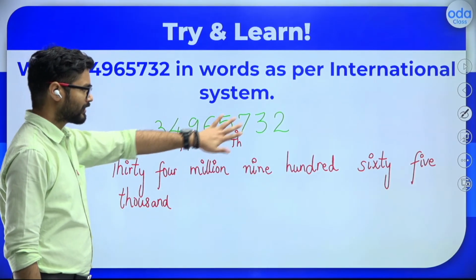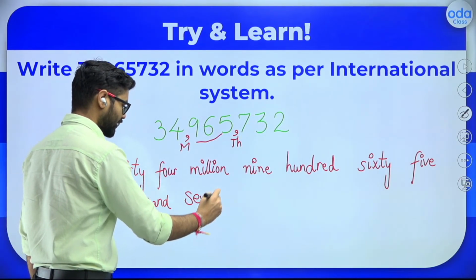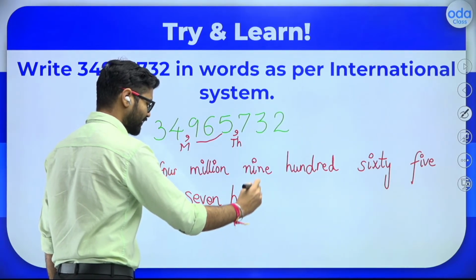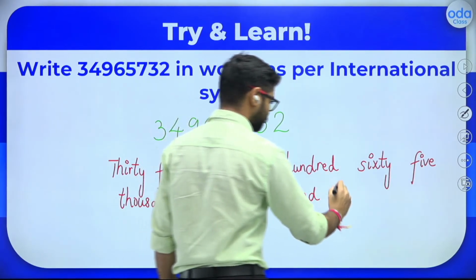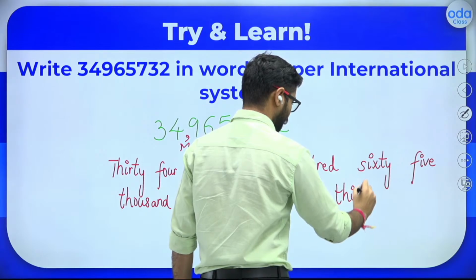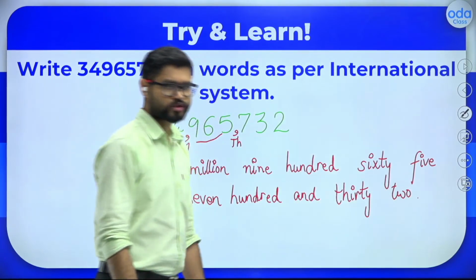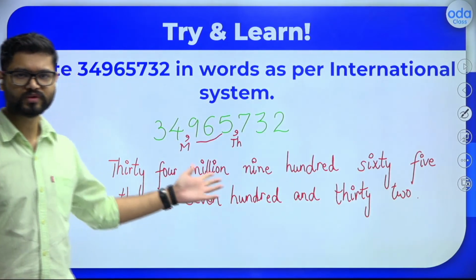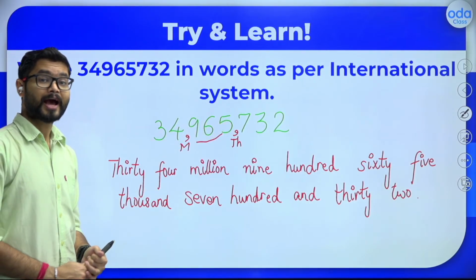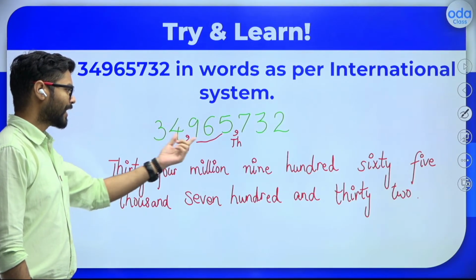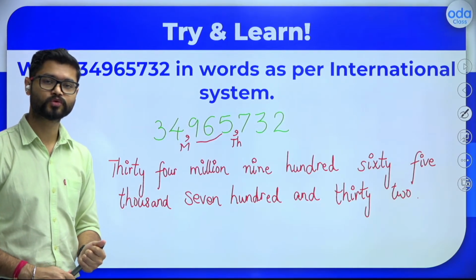Right. This part is done. Now the last one is 732. Easy now? What do you say? Don't you think it was easy? Have a look once again. First, place the commas as per the international system, and after that, 34,965,732. That is the answer. That is how we can do it.